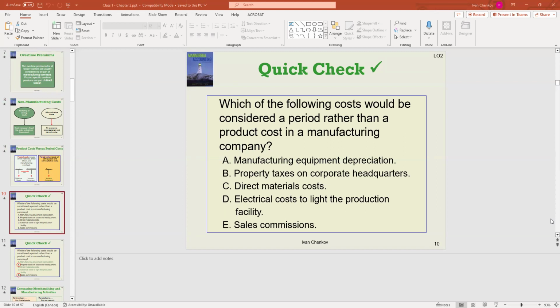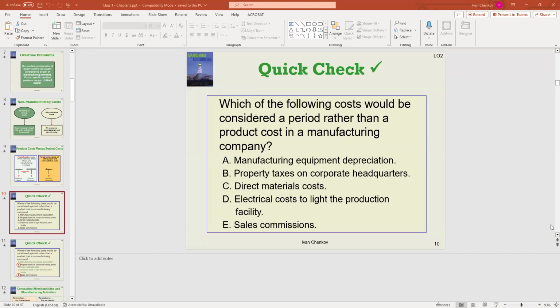Any suggestions? Direct material? It's a depreciation, people. Can we easily trace depreciation to the product? Is depreciation an integral part of the product? What do you think? Where on the product can you see depreciation?